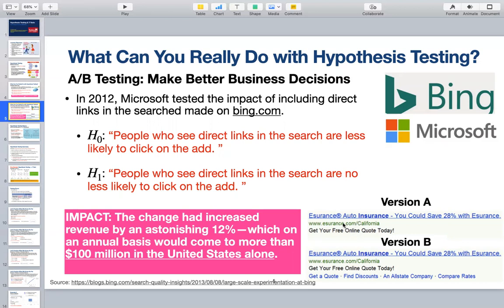They constructed the null hypothesis and alternative hypothesis. Their null hypothesis is people who see direct links in the search are less likely to click on the ad. And their alternative hypothesis is just the other way around. People who see direct links in the search are no less likely to click on the ad. Well, if, based on the data that they collect, they reject the null hypothesis, it means that they are suggesting that they should switch to version B. As a matter of fact, their experiments told them to do so, and look at their results. They were able to save 100 million United States dollars just because they did this switch from version A to version B. See how impactful hypothesis testing can be on a specific company or on a specific process.